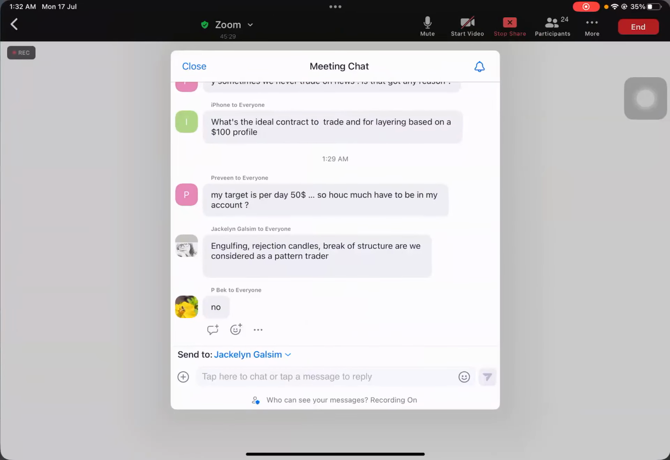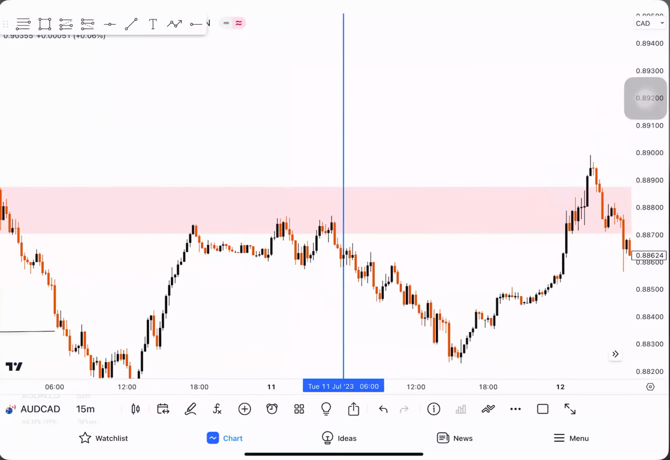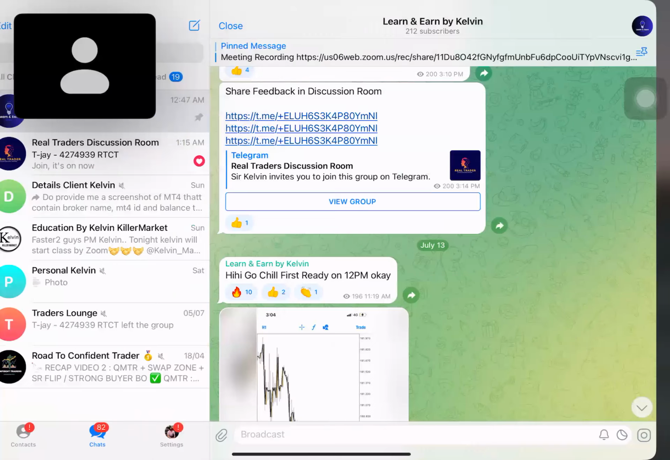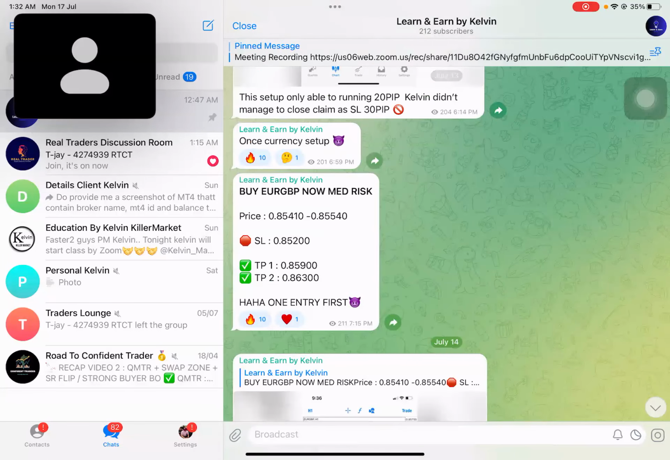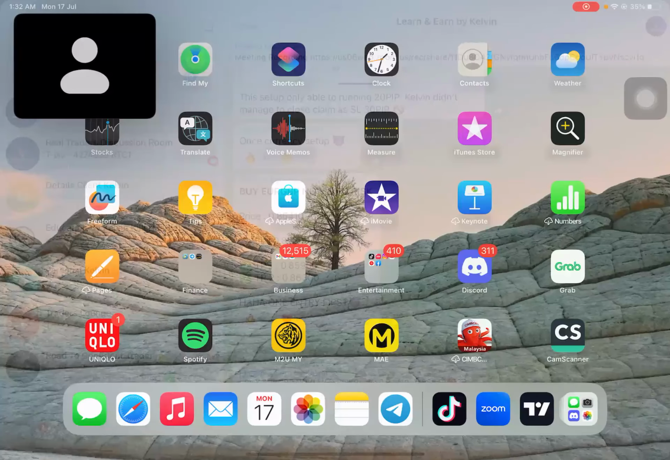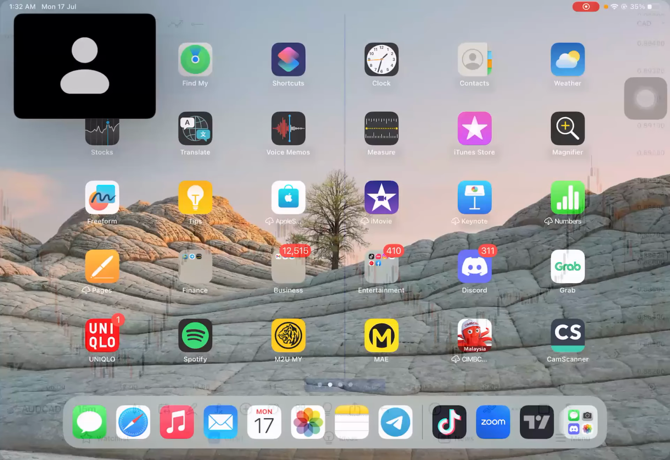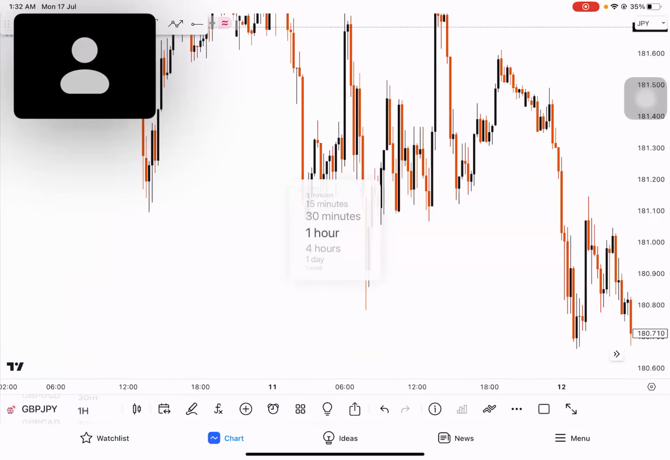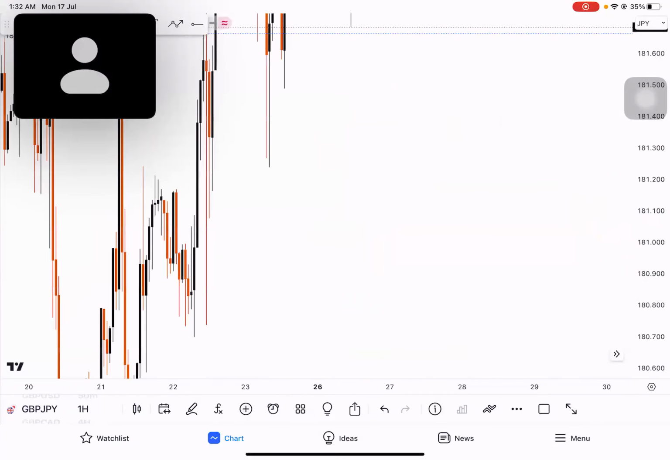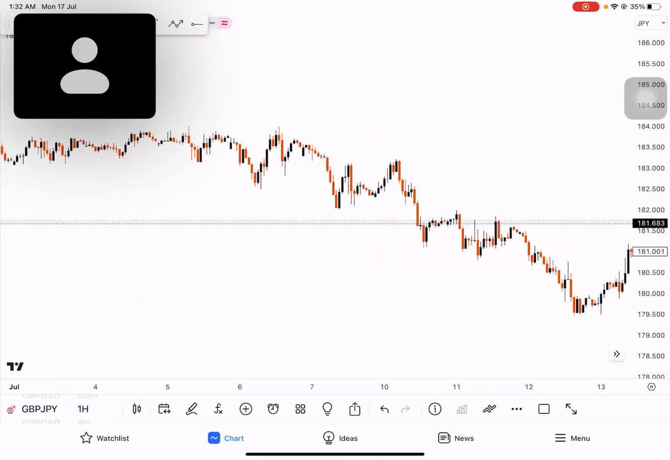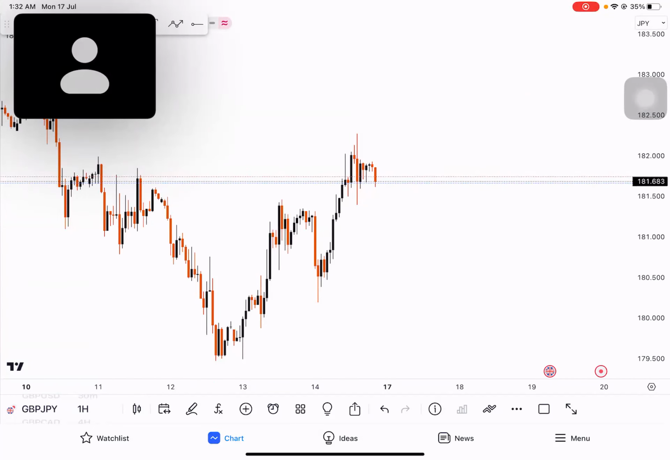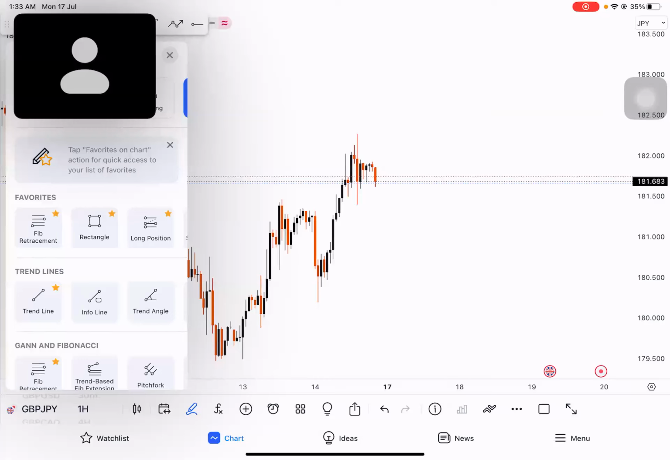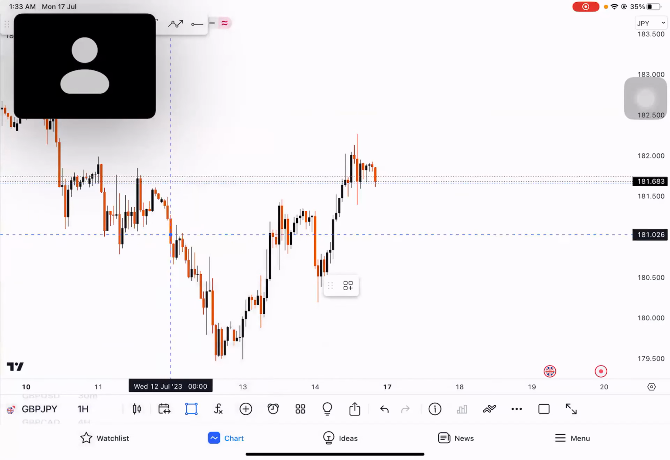Okay, if you don't have any question, then I will proceed to the next setups, which is GBP JPY and also Euro GBP. GBP JPY, this one I think is a good setup, but it failed. So on the GBP JPY that I will try to sell, I think it's around this area.